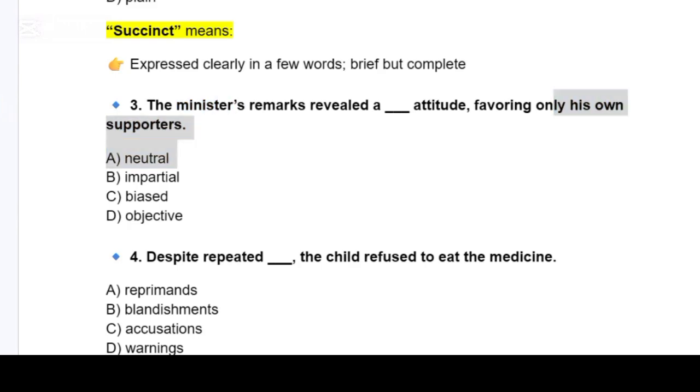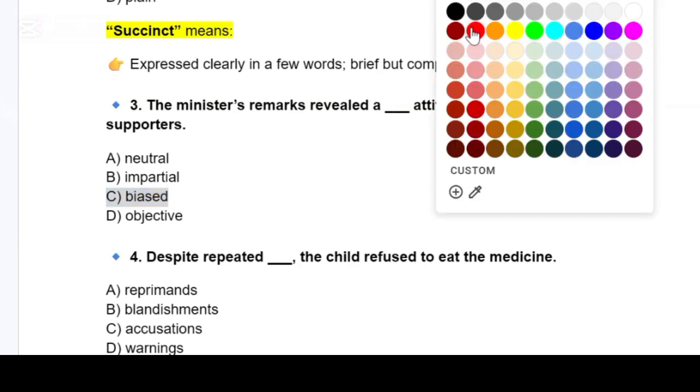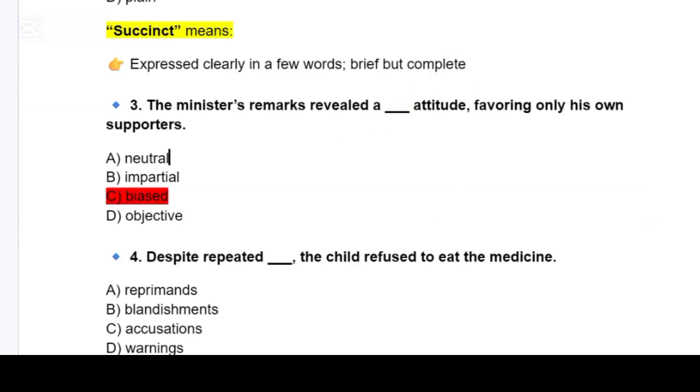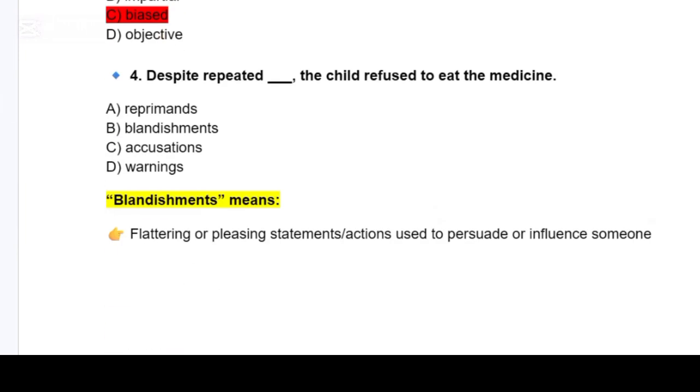So his attitude was neutral, impartial, biased, or objective. His attitude was biased because he was favoring his own supporters. Next: despite a repeated dash, the child refused to eat the medicine. Despite repeated what? The child refused to take medicine despite repeated reprimands, blandishments, accusations, or warnings.